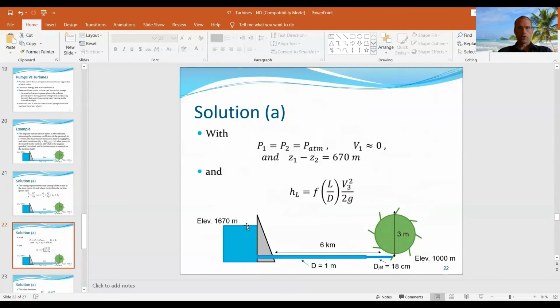So P1 up here is atmospheric, P2 down here is also atmospheric, so those go away. My dam is a pretty big body of water, so this is not going to go down very fast. So V1 is approximately 0. And then Z1 minus Z2, so 1,670 minus 1,000, an elevation gain of 670 meters. I have this head loss equation, f L over D, V3 squared over 2g. So again, V2 is coming out of the jet. That's a different velocity than what's actually happening inside my pipe. So I'm calling the velocity inside the pipe V3.